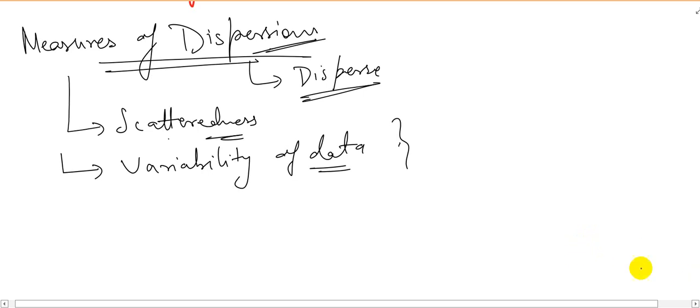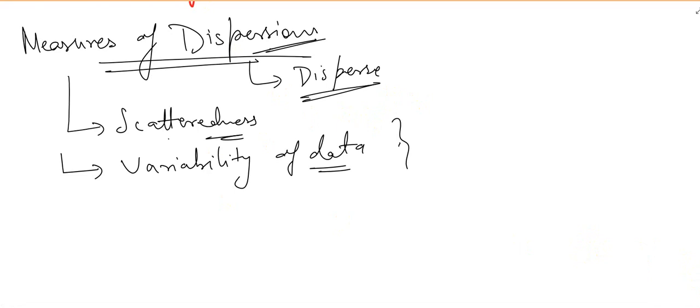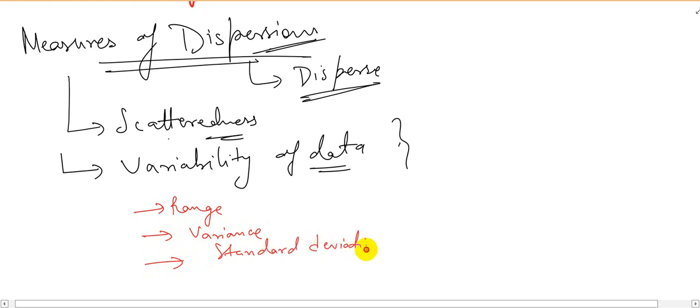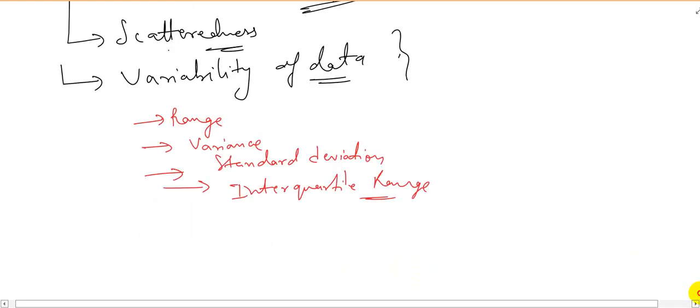Okay, so what are these measures of dispersion? We'll start with range, then variance, then standard deviation, then at last interquartile range. Okay, interquartile range. Now let us start with range.